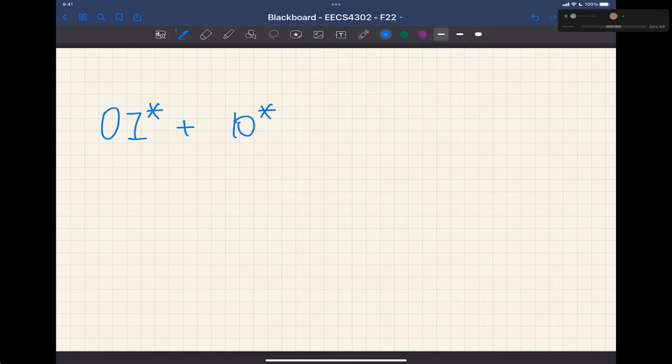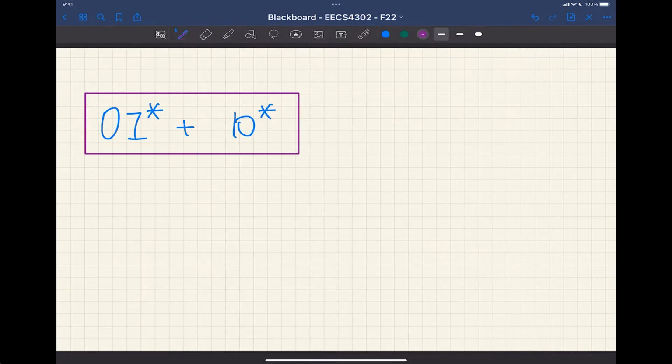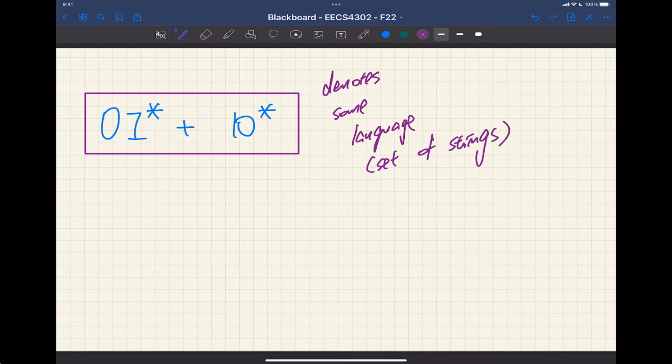This one here denotes some language, which would be a set of strings. And what set is that? I can give you a little hint. For this one, you don't necessarily have to use one expression; you can use maybe a different logical operator, or you can use two different sets and try to apply some operator on top. That's also fine. How about we try with this first one here?